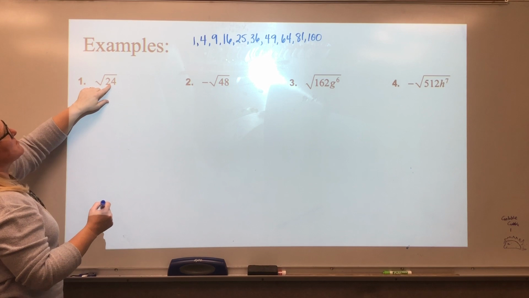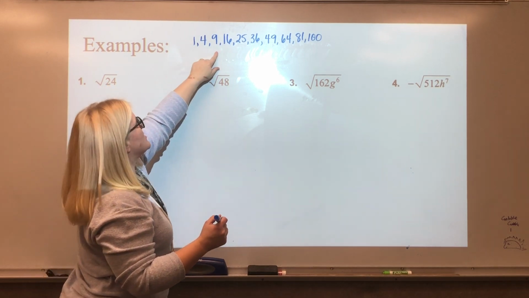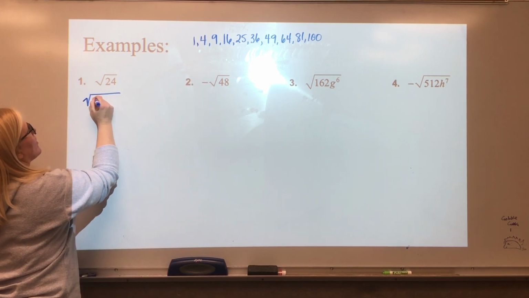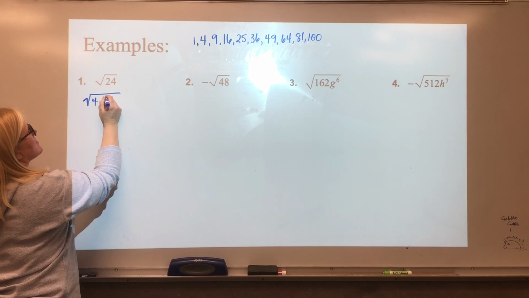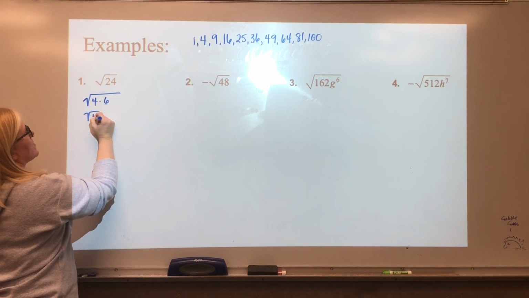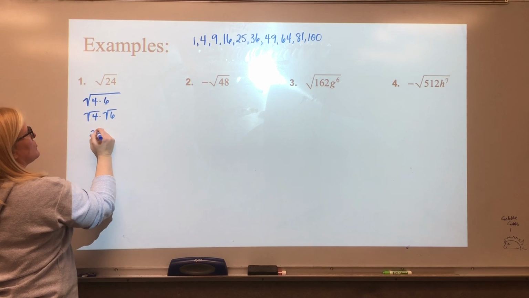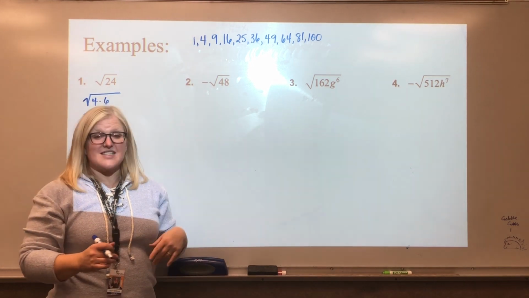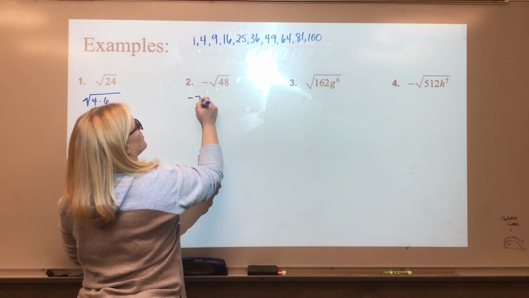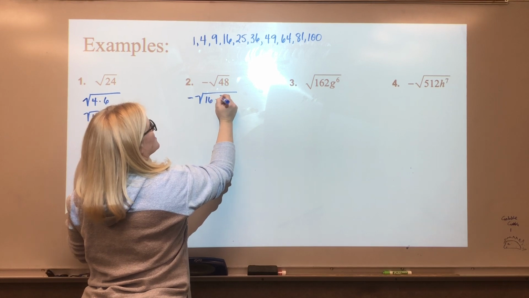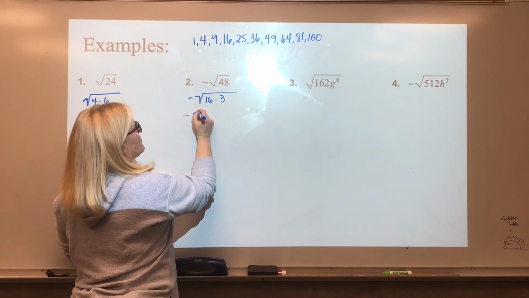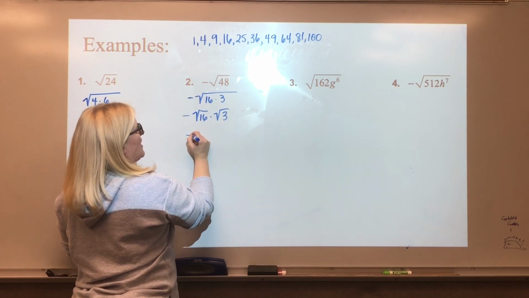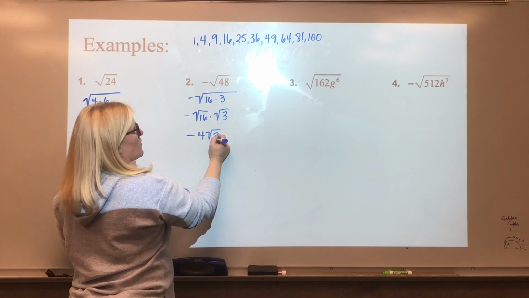So 24, what is my largest perfect square that goes into 24? Well, it's 4. So this becomes 4 times 6, which is 2 times the square root of 6. Here we have 48. 16 goes into 48. It's 16 times 3. So I have negative, just leave that negative out here. 16 times the square root of 3, and this is negative 4 times the square root of 3.